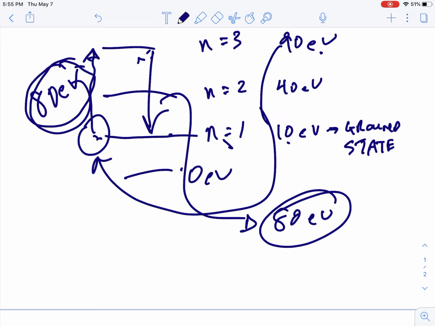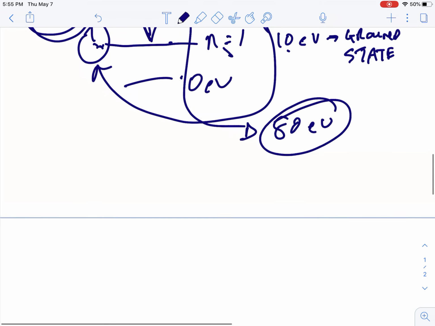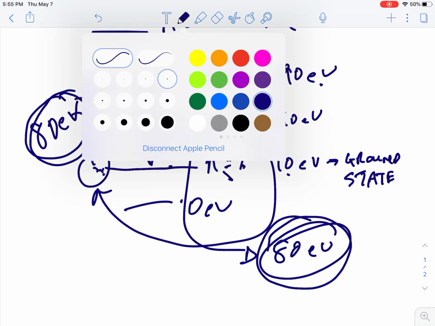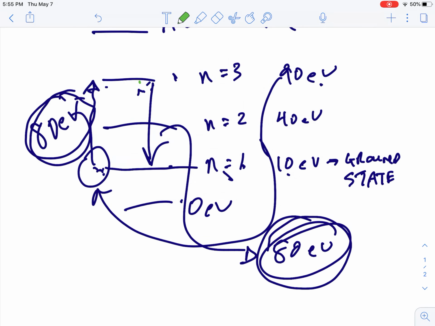On the way up, this electron can only go from the ground state up to here. That's it. Now, on the way down, it can actually stop. So in terms of an absorption spectrum, the absorption spectrum can only go from n equals 1 to n equals 3, which would be an 80 electron volt photon. But on the way down, it can actually stop in between.